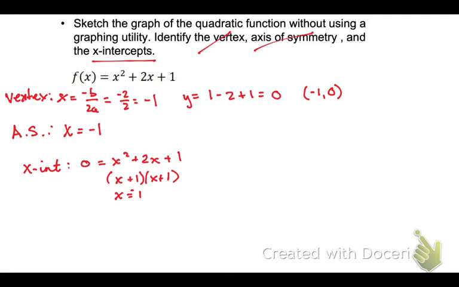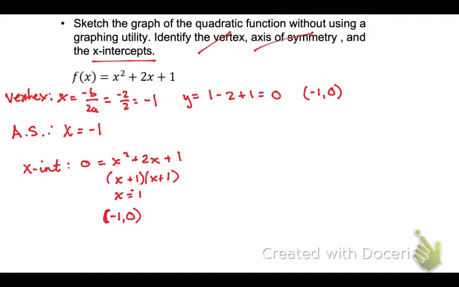And so the x-intercept is what? 1? Nope. 0. Negative 1, 0. Have to write it as a point. An axis of symmetry is an actual vertical line, so we write the equation of a line. An x-intercept is a point, so we make a what? Point.